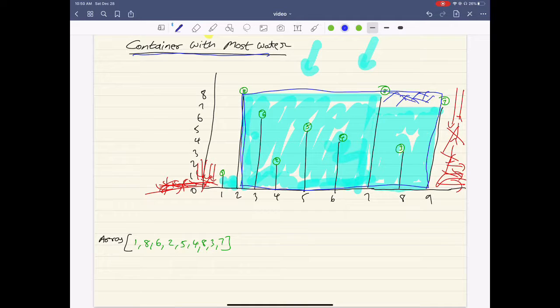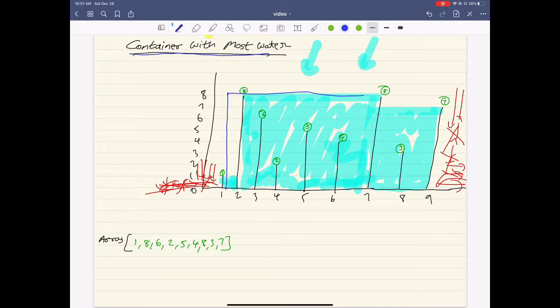So this is a big container, but there is no water here. So it's not a legitimate container. I can draw a container like this. Again, this is not legitimate because there is no water here. There is no water here. I can draw a container like this.